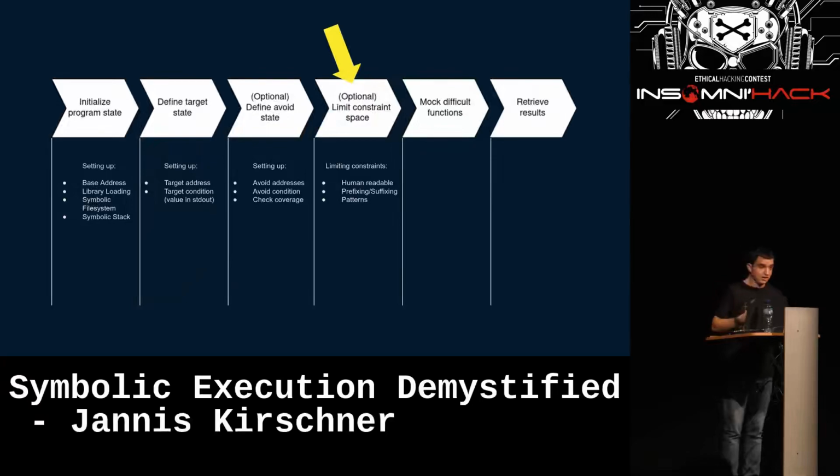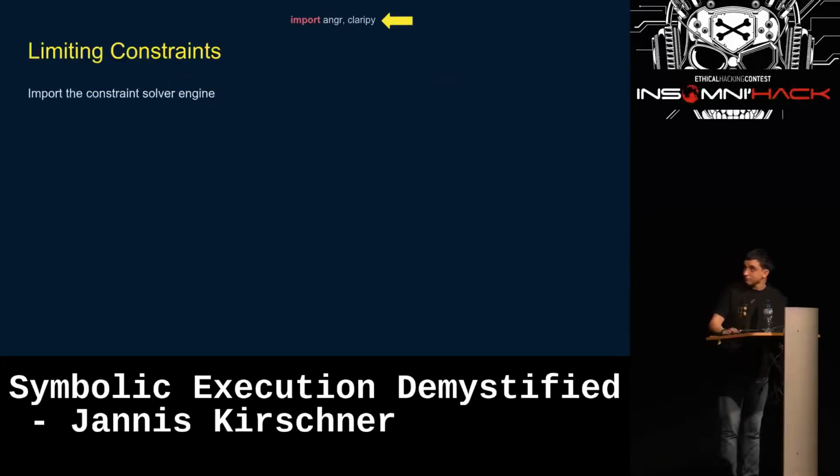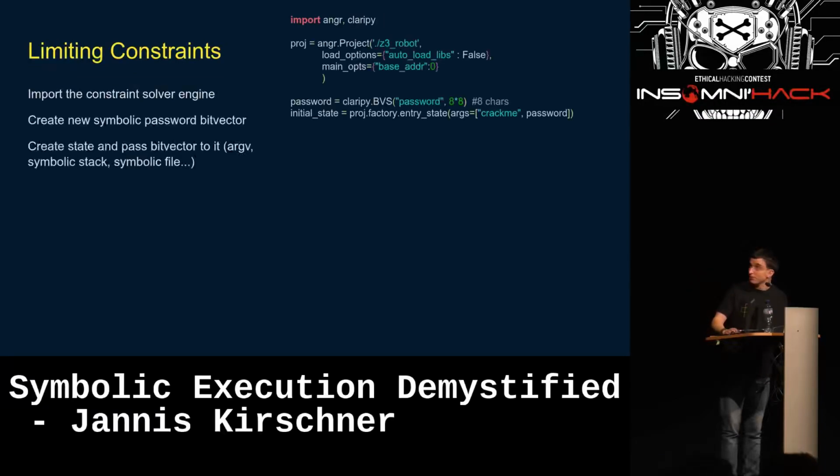Another thing that helps a lot is limiting the constraint space. So in CTF, you often have implicit constraints. To solve it, you just have to import the constraint solver engine. In this case, it's Claripy, another package to import. Then you have to create a bit vector. For applying manual constraints, you always need to define your own bit vector. It's pretty easy. In this case, just over argv.